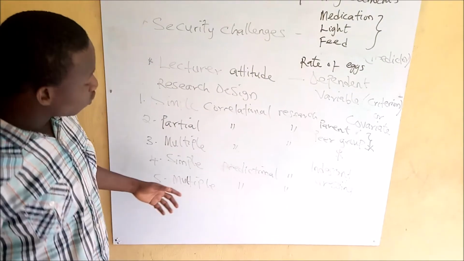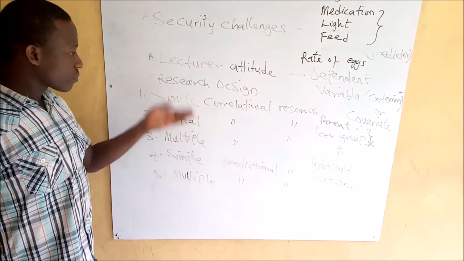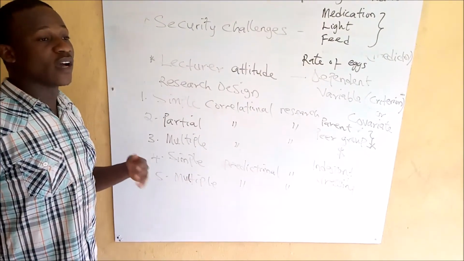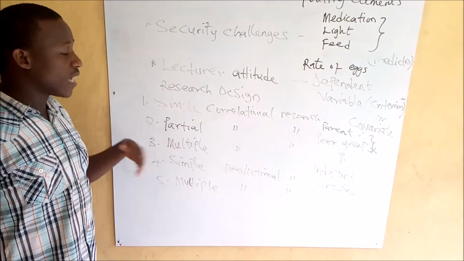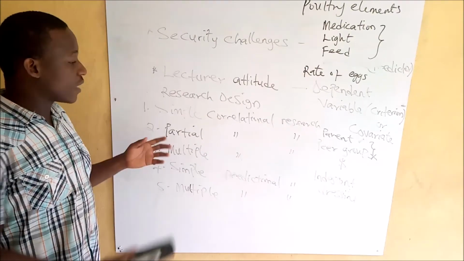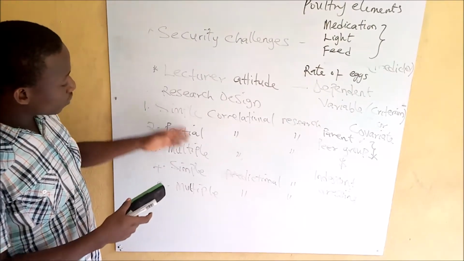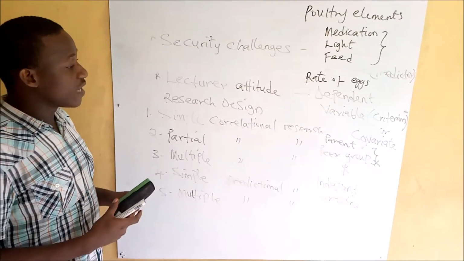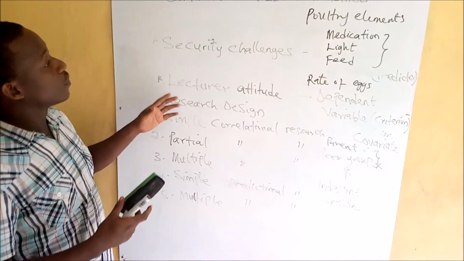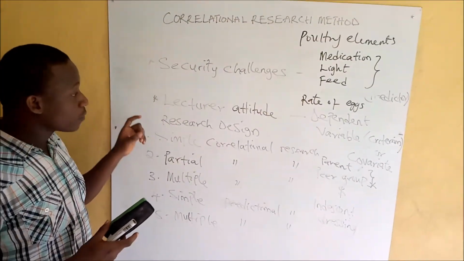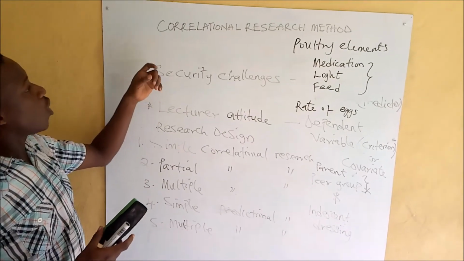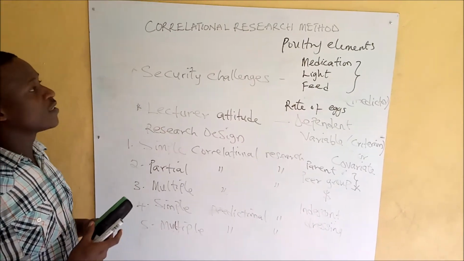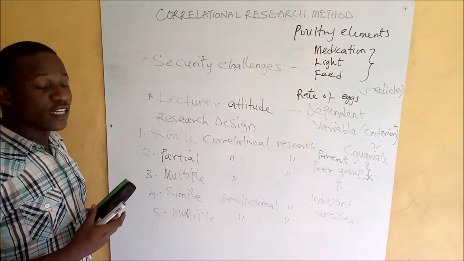You can apply all these research designs and statistics using software called SPSS, and we have our videos on SPSS that can show you how to apply these research designs. I'm going to pause there for now, but I hope I've been able to show you the light on how correlational research method is adopted in a particular research.